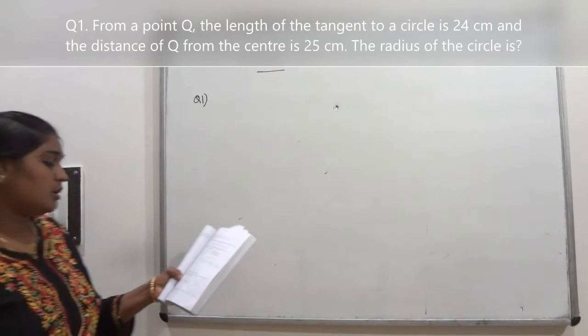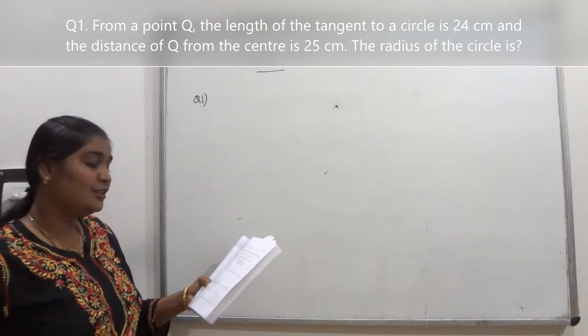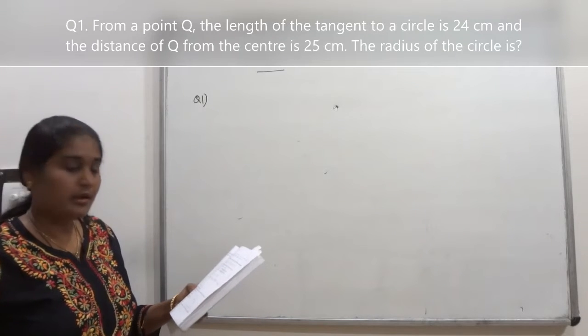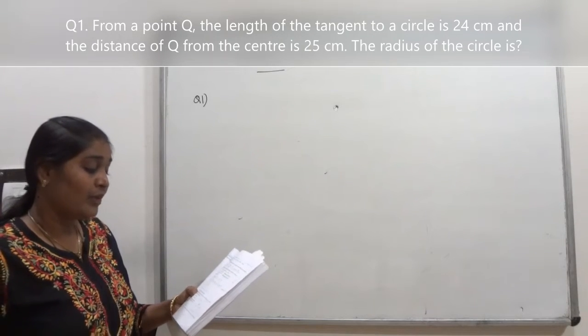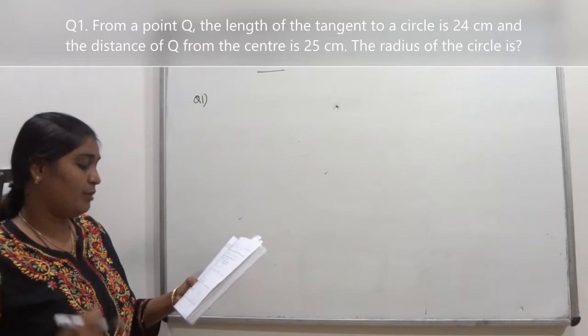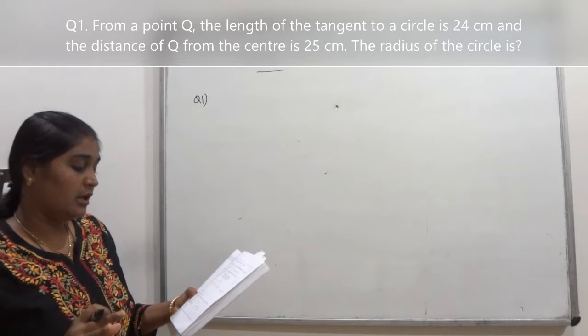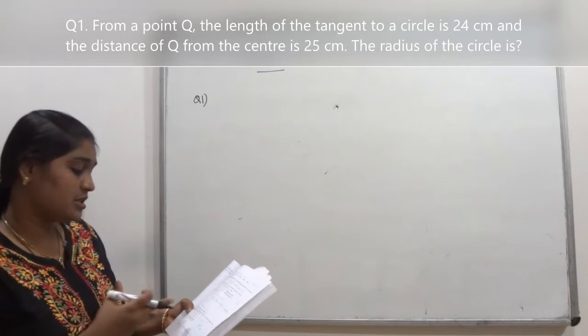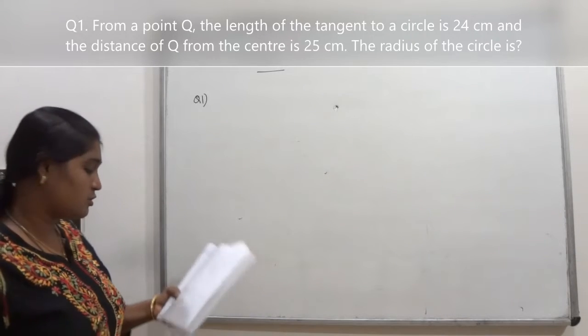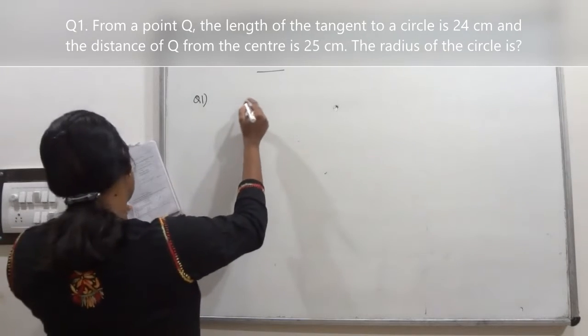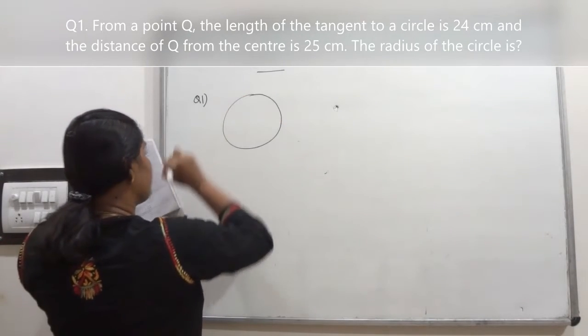Today we are going to discuss exercise 10.2, question number 1. From a point Q, the length of the tangent to a circle is 24 centimeter and the distance of Q from the center is 25 centimeter. Find the radius of the circle. This is an MCQ type question we have to solve. So let us see. First draw the figure for this question number 1.